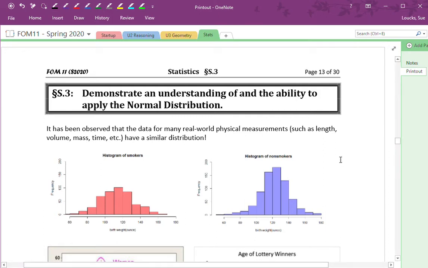Hi, everybody. All right, we're on lesson 3 of statistics. Demonstrate an understanding of and the ability to apply the normal distribution. This is a long one. Sit back and get comfortable.